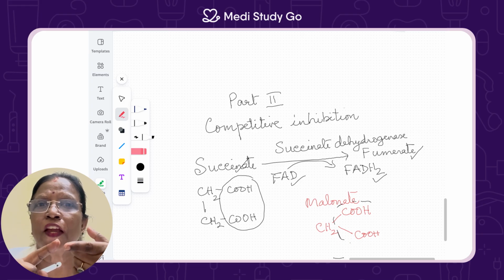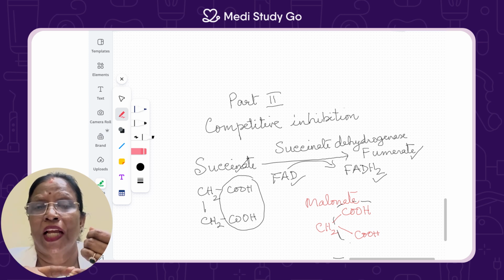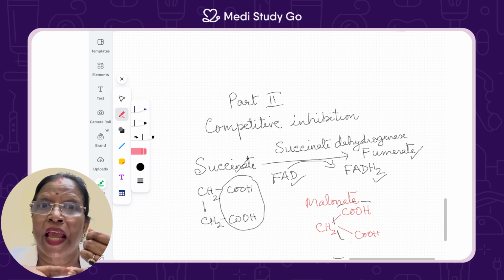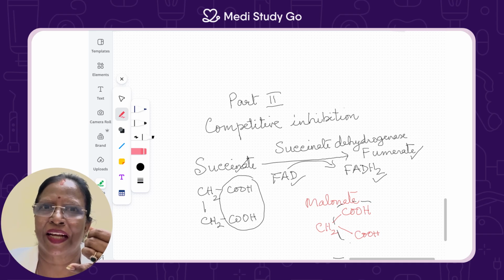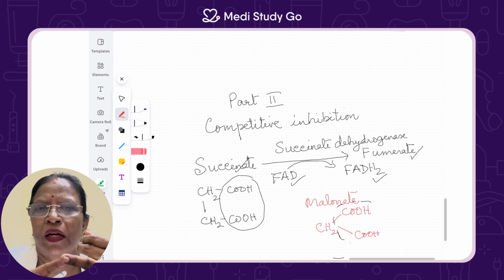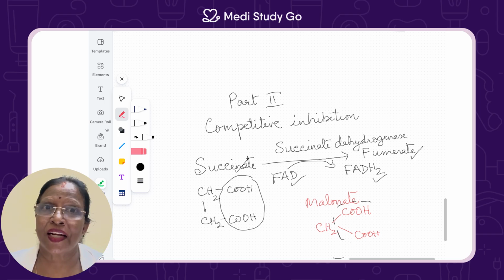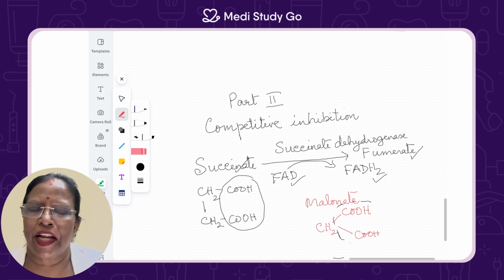This is a reversible type of inhibition. Why? Because if you increase the substrate concentration, the substrate will push the inhibitor out from the active site and form the enzyme substrate complex, and catalysis will go forward. What happens to the Km value? In the presence of a competitive inhibitor, the Km value of the enzyme for the substrate increases. That means the affinity of the enzyme for the substrate will decrease. Vmax, however, remains unchanged. So this is a classical example of competitive inhibition.